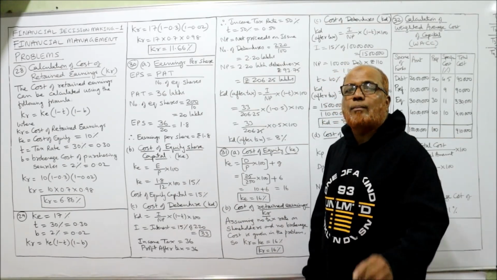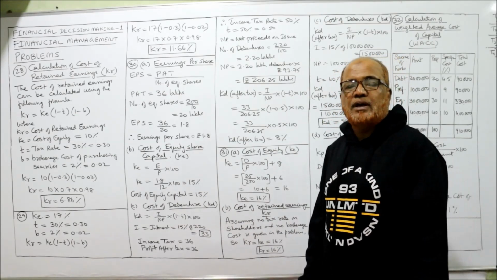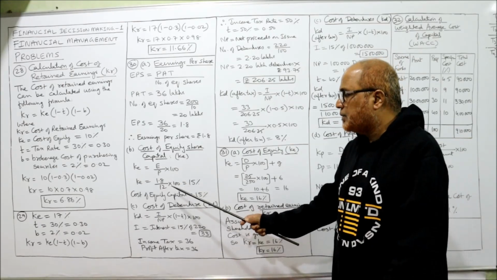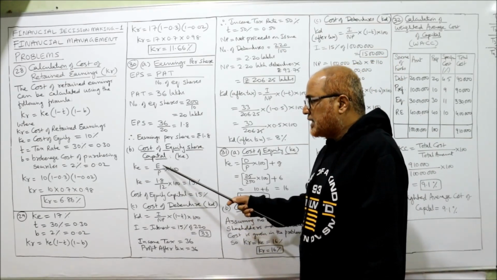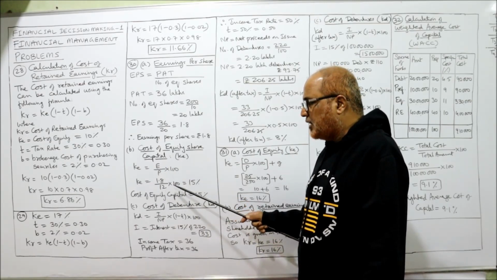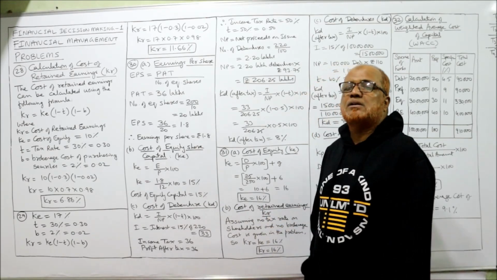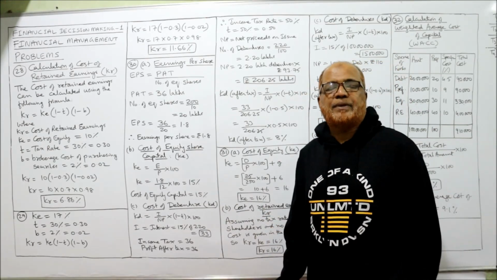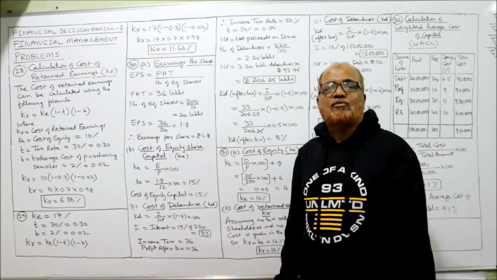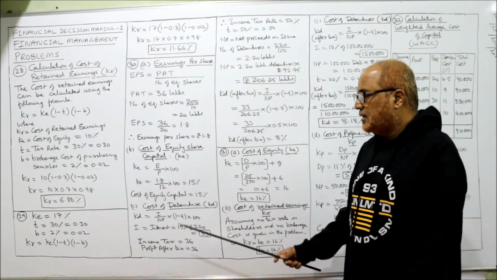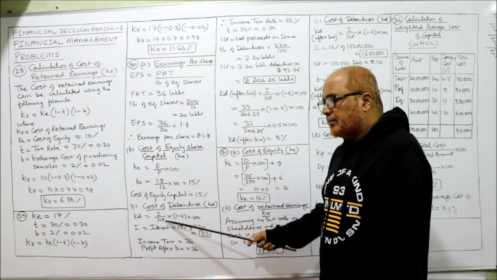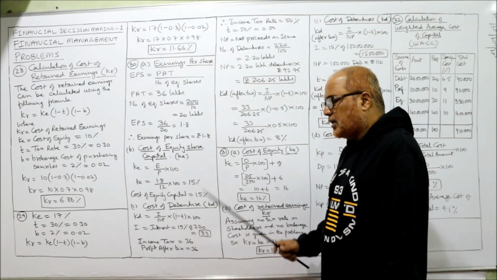And P stands for market price per share. It is given in the last line in the problem. The market price per share is 12 rupees. So 1.8 is EPS and market price per share, MPS, is 12, into 100. So 15% is the cost of equity, K. Two items we have calculated. The third item is cost of debentures, KD. The cost of debentures after tax, the formula is I divided by NP into 1 minus T, into 100.